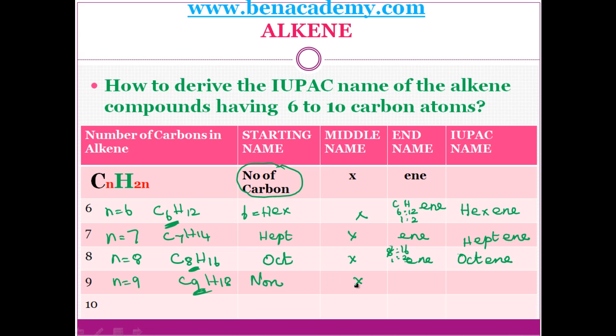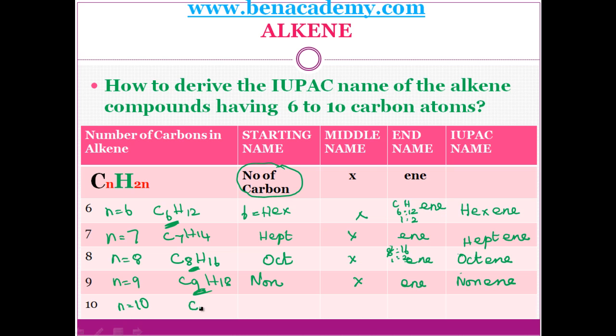And there is no middle name. And the end name is ene. You know why? Because the carbon hydrogen ratio is 1:2. Therefore, the name of this compound will be non-ene. Then the number of carbons is 10 in a hydrocarbon.